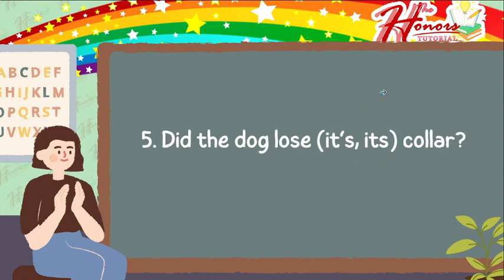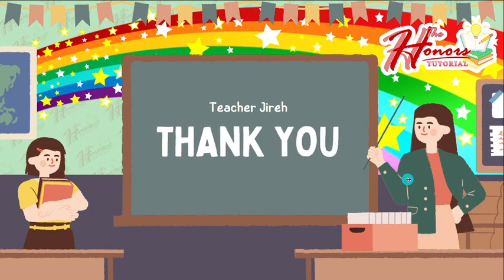And the last one: did the dog lose its color? What do you think is the answer? Is it it's with an apostrophe, or its, the possessive pronoun? Okay, very good. The correct answer is its, without an apostrophe, as in its color, because this sentence indicates ownership or possession. Do you understand? Alright, what's your score out of five? Wow, that's a good score.